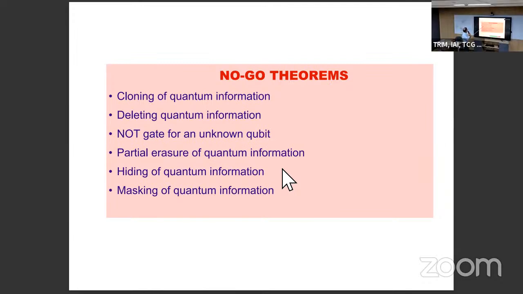Okay, so these are the differences that I will try to highlight. One is the no-cloning theorem, and another is the no-deleting theorem. Then the third thing is about how it is impossible to design a NOT gate for a qubit, or quantum information. And I will also tell about how it is not possible to partially erase quantum information. You can erase completely, but you can never erase partially. And then I will also talk about the no-hiding theorem. And finally, I will talk about the no-masking theorem.